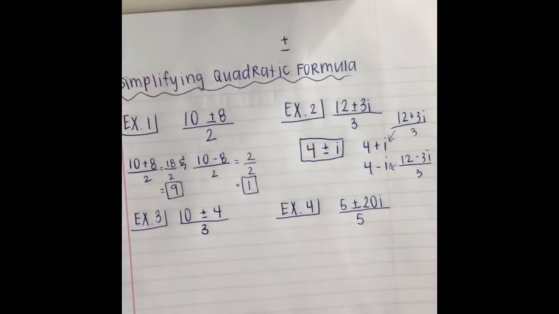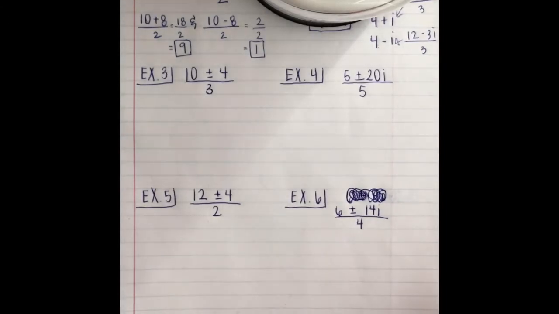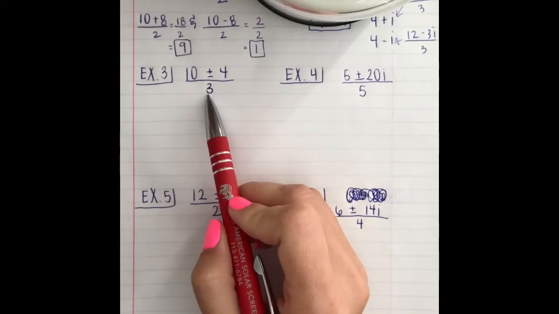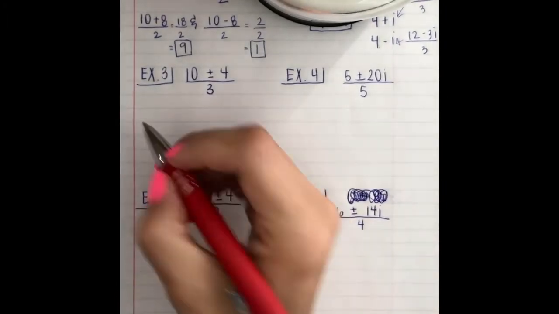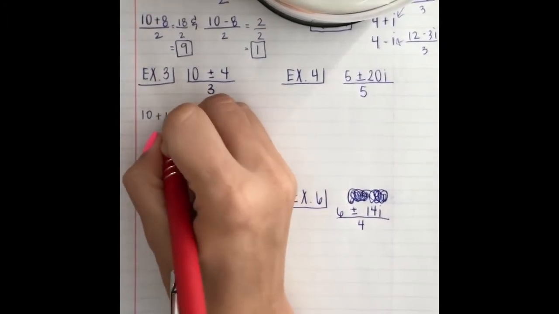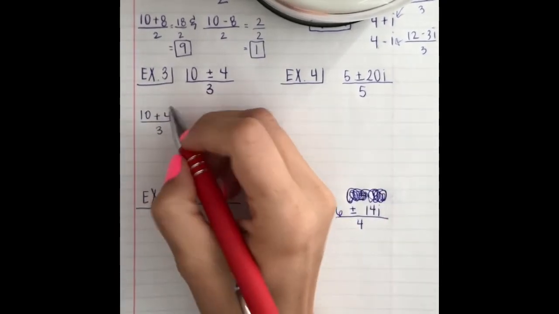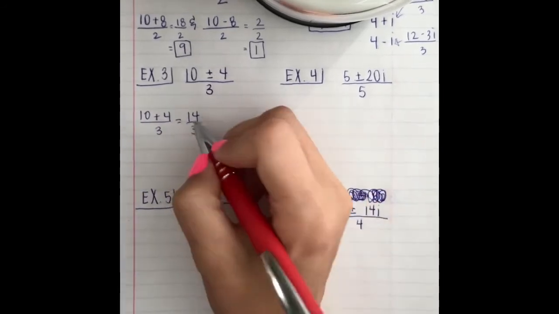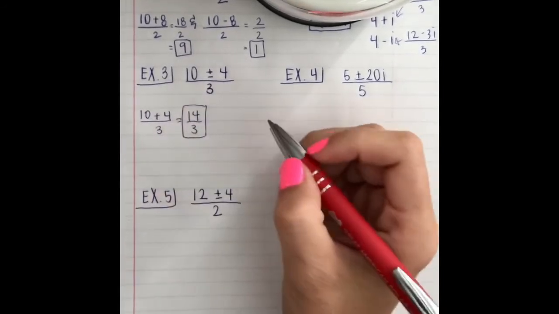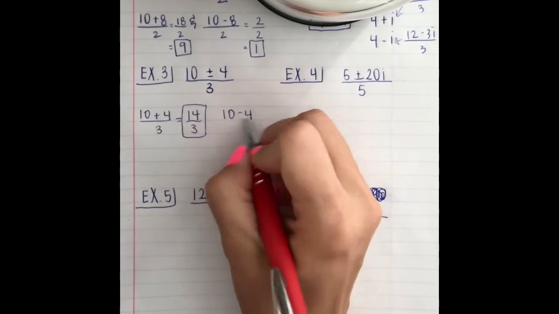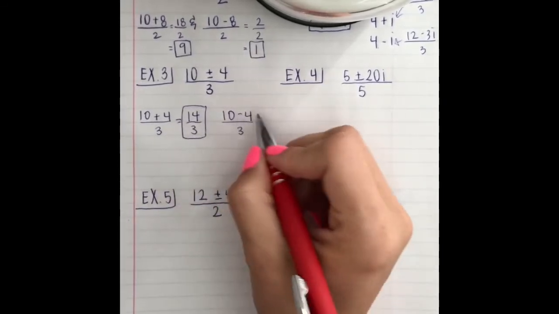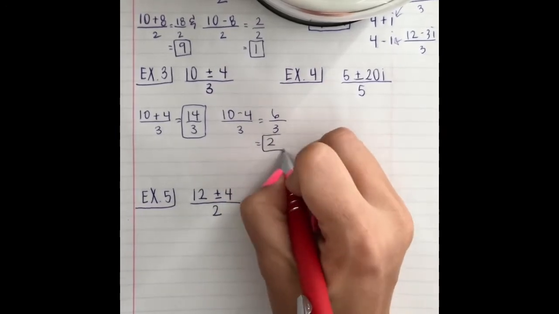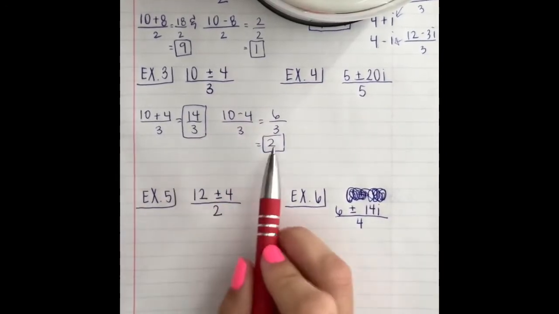Let's take a look at example 3 and 4. All right, so for example 3, we have 10 plus or minus 4 divided by 3, okay? So we're gonna do 10 plus 4 divided by 3. So 10 plus 4 gives us 14 divided by 3. This fraction does not simplify, so you just leave your answer like this. And then we also have 10 minus 4 divided by 3. 10 minus 4 is 6, and 6 divided by 3 gives us 2. So those are our two answers, 14/3 and 2.